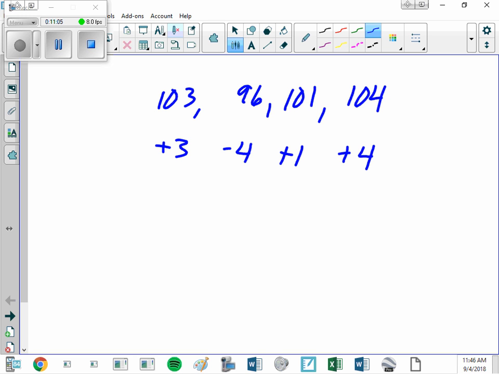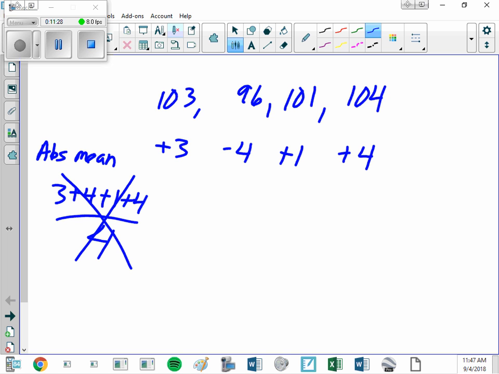So about how far away are they from 100? Well, what should I do? Should I do 3 plus 4 plus 1 plus 4 over 4? That makes sense to us, right? Yes. This is the absolute mean, and we're never going to use the absolute mean, even though it seems to make more sense in your head. Instead, we're going to use the RMS error. Oh, well, you guys don't know error yet.